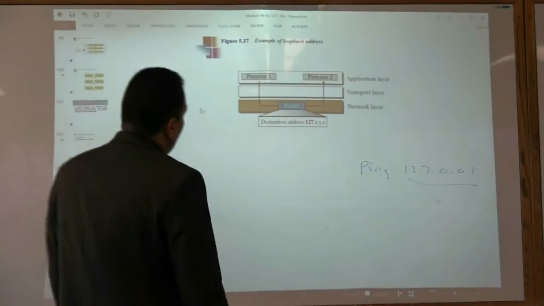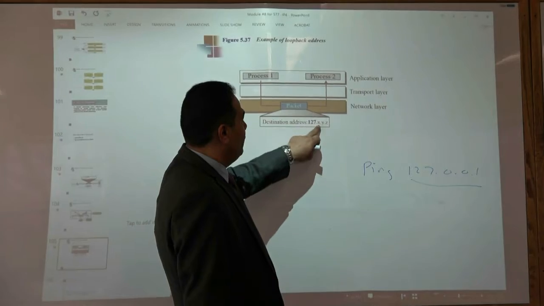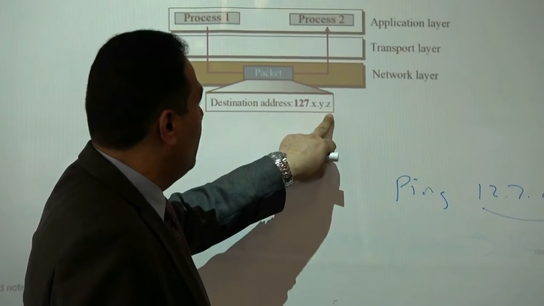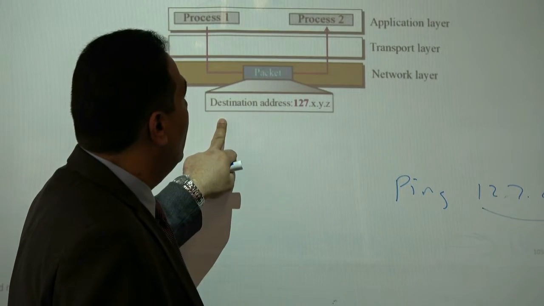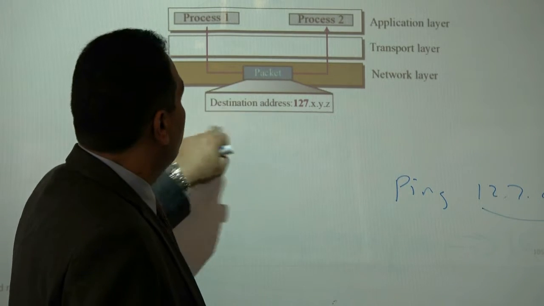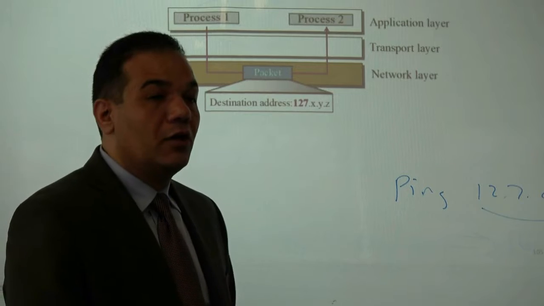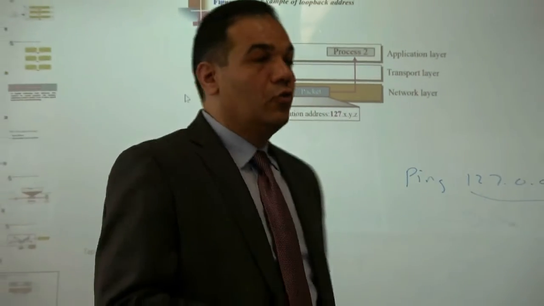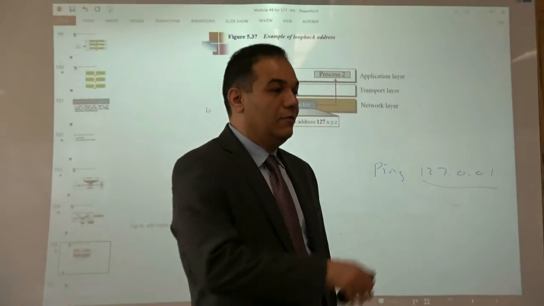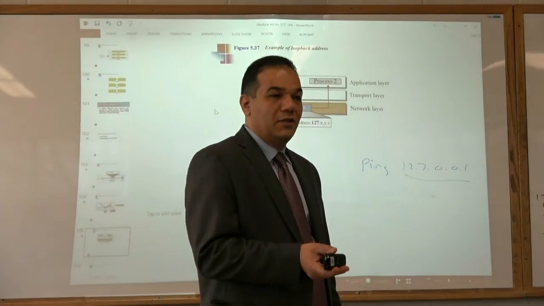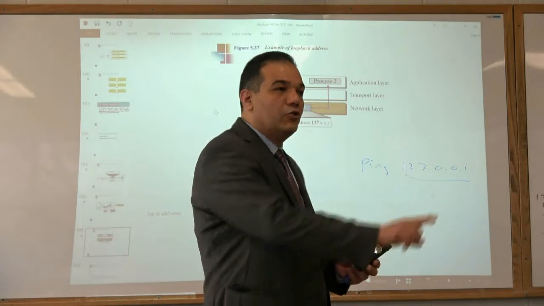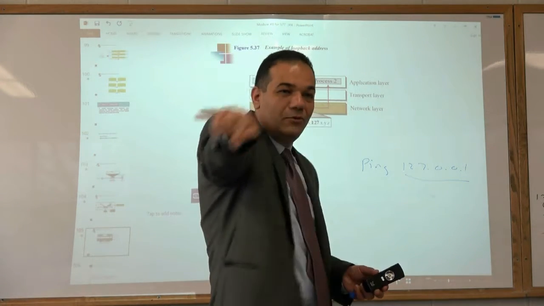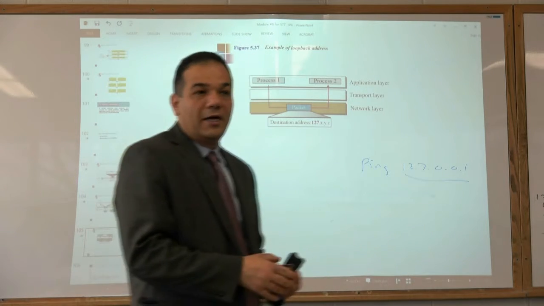So when you say, for example, that the destination is 127.x.y.z, any number, that's a loopback. It's like you're sending the packet to where? To yourself. So why do we use it many times? Troubleshooting for connectivity. The message goes out, and where's the destination? It's going to come back to you. It goes to the router, and it will come back to you. Loopback, right?